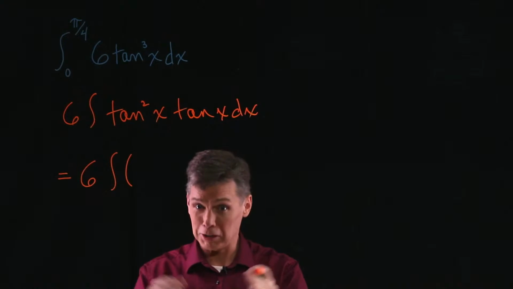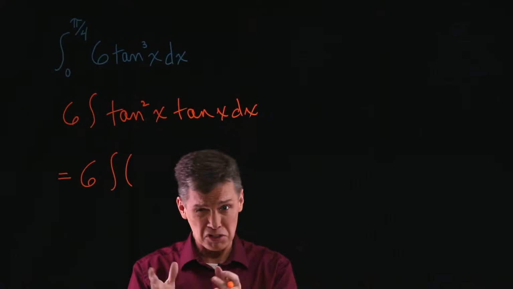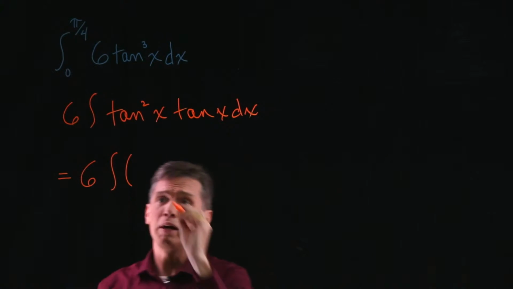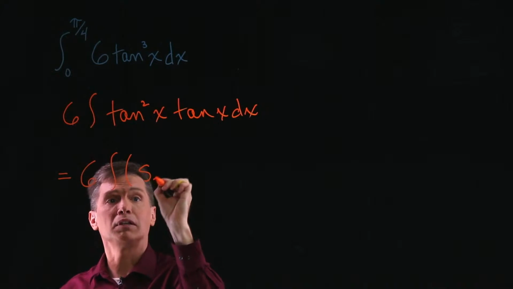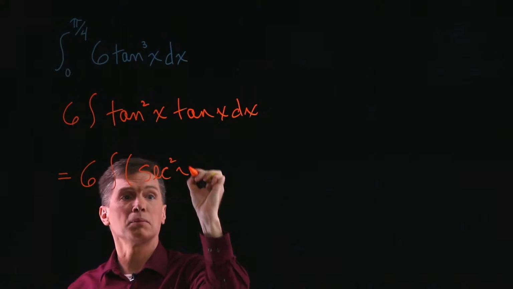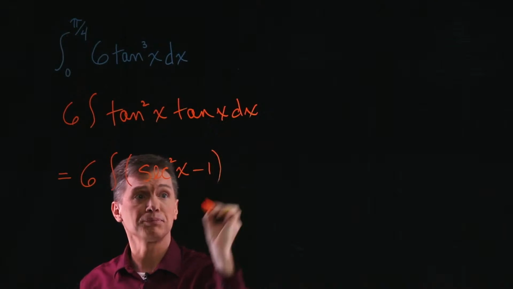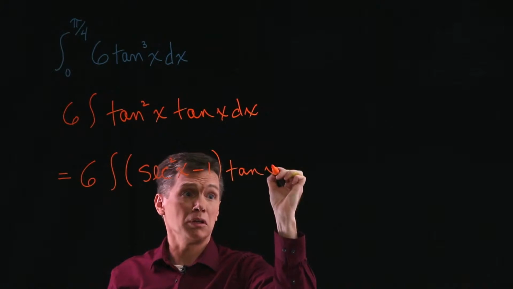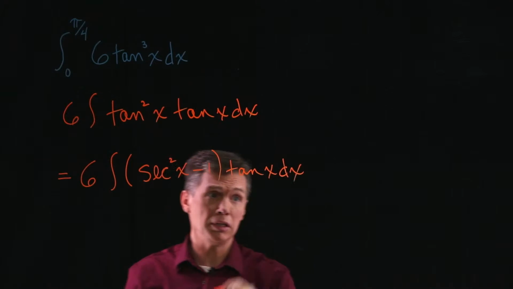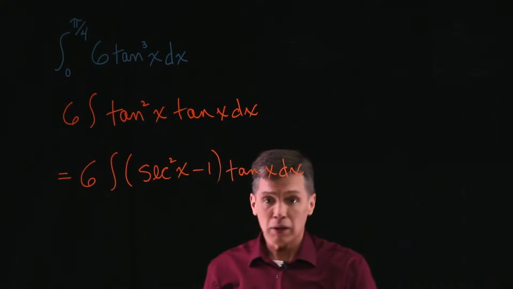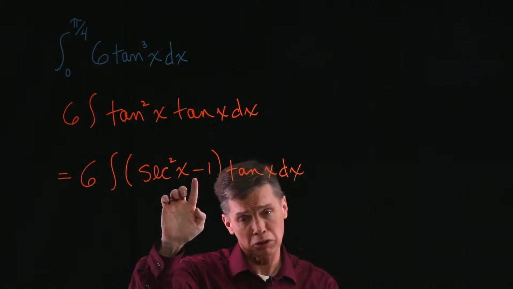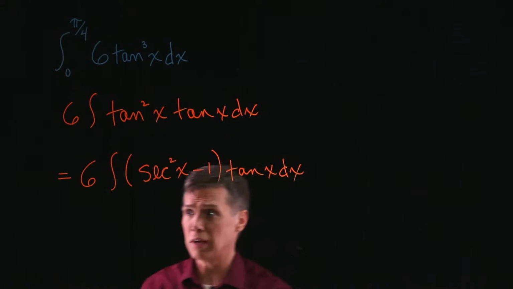You've got to know your Pythagorean identity, even if it's tangents and secants, or cotangents and cosecants. Tangent squared ends up becoming secant squared of x minus 1. And then we still have this tangent of x, which I still like being paired with the dx. Okay. Now I've got a little bit more algebra to do. I'm going to distribute through this tan x, distribute through these parentheses. So let me move down a step.